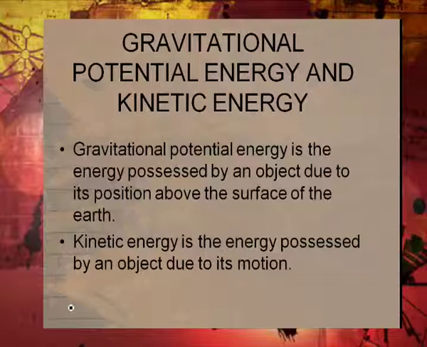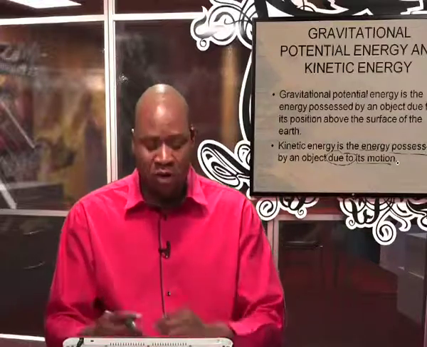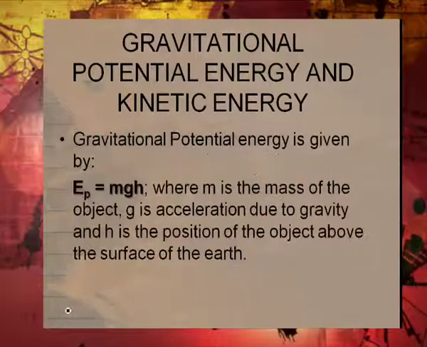Kinetic energy, on the other hand, is energy possessed by an object due to its state of motion. Now, every moving object possesses kinetic energy. Every object that is stationary has got no kinetic energy, because kinetic energy is energy an object will have due to its motion. Okay, and we're going to see how we find those out.